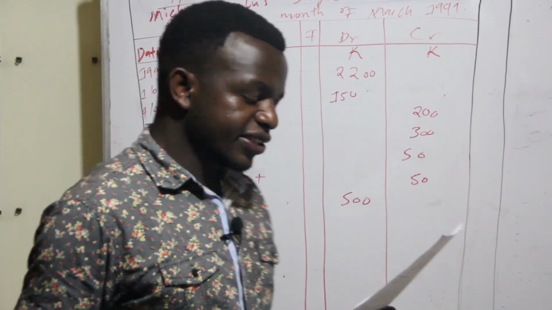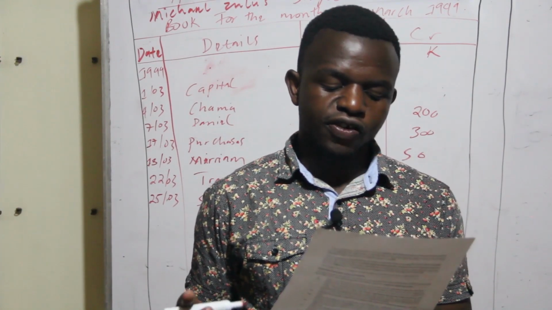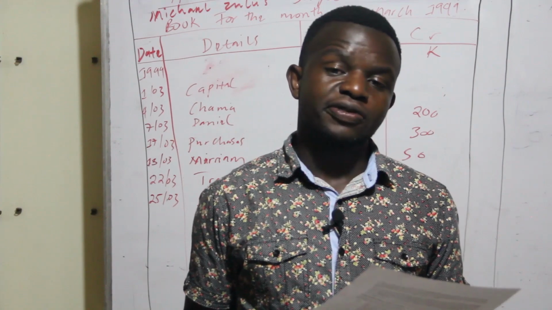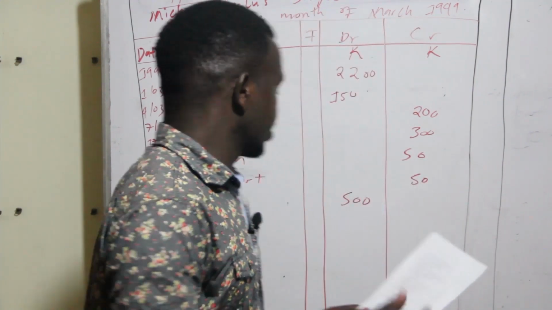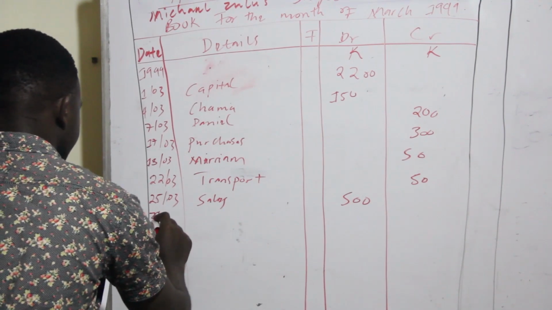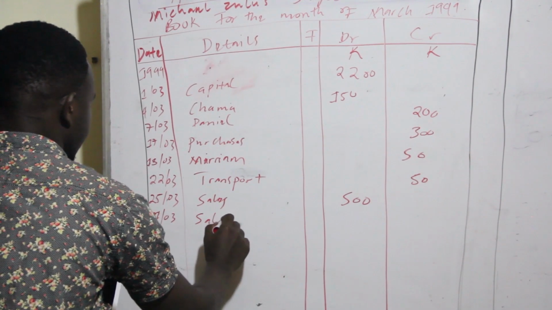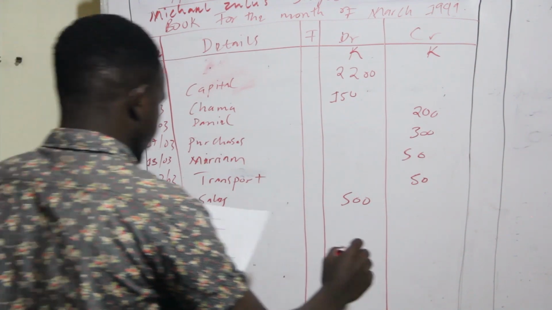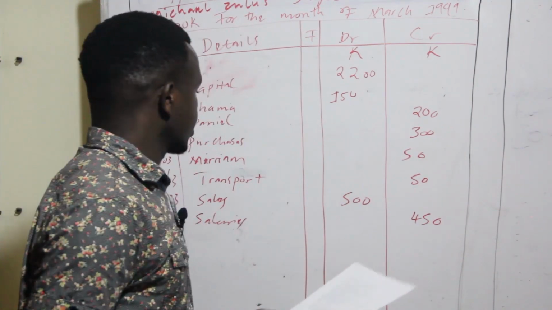Then on the 31st of March, paid salaries amounting to 450, and that type of transaction is taking money out of the business. We're going to record it on the credit side. So 31st of March, we have salaries, recorded on the credit side. So we are done.